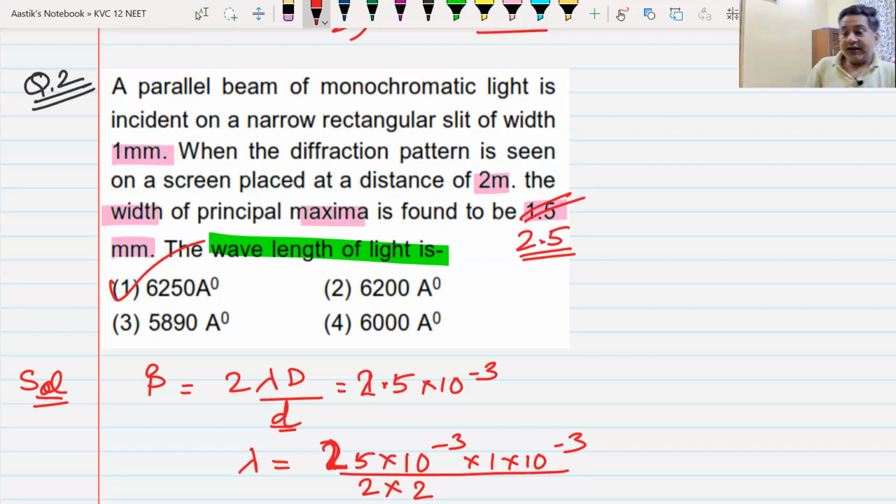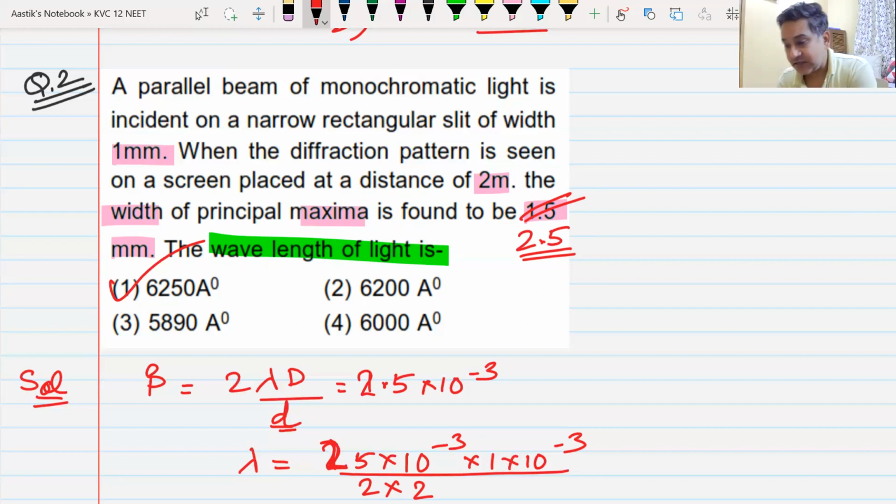Okay. So here it is. As you can see, there are only two formulas that you have to remember. The width of the central maxima is the only thing they are going to ask in any exam. If you remember that 2 times lambda capital D by small d, you are done. So with this, we come to the end of this chapter.